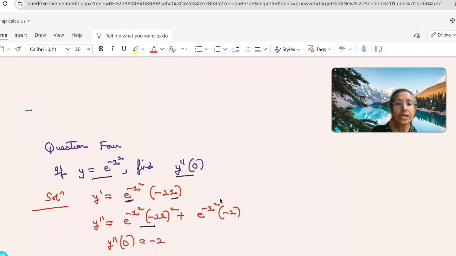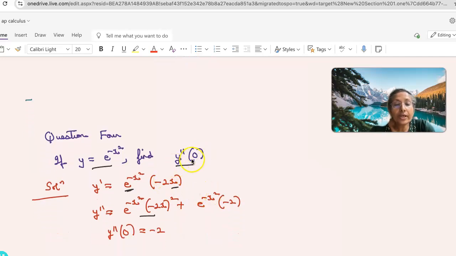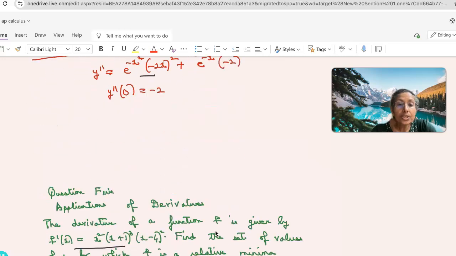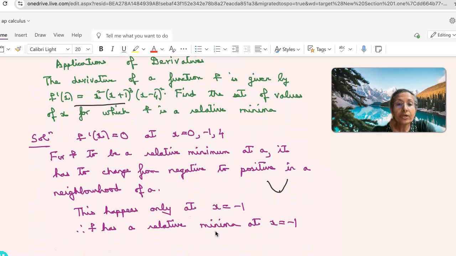Coming to the next question, if y equal to e raised to minus x squared, find y double dash 0. y dash will be e raised to minus x squared into derivative of minus x squared, which is minus 2x. y double dash will be e raised to minus x squared into minus 2x into again derivative of minus x squared, which is minus 2x. So you get (minus 2x) the whole squared times e raised to minus x squared, plus e raised to minus x squared times the derivative of minus 2x, which is minus 2. And now put x as 0. So y double dash 0, this term becomes 0. It becomes minus 2.